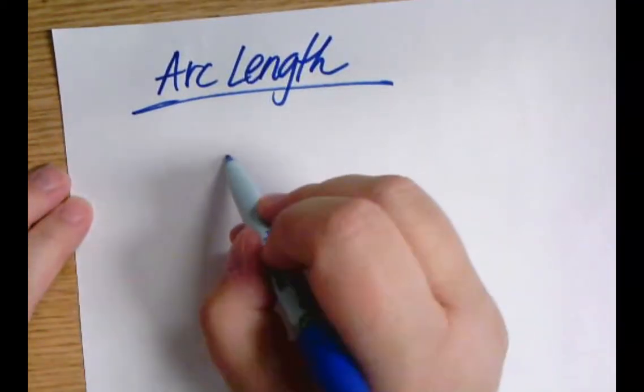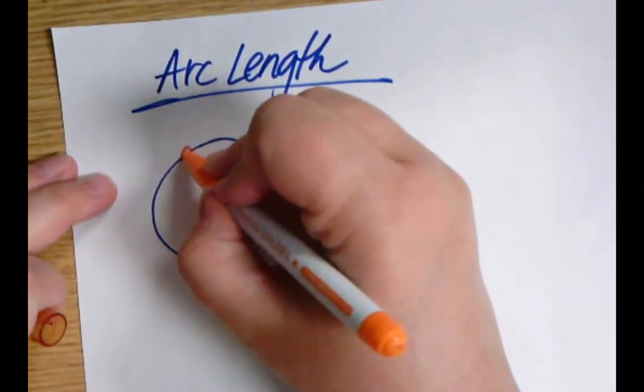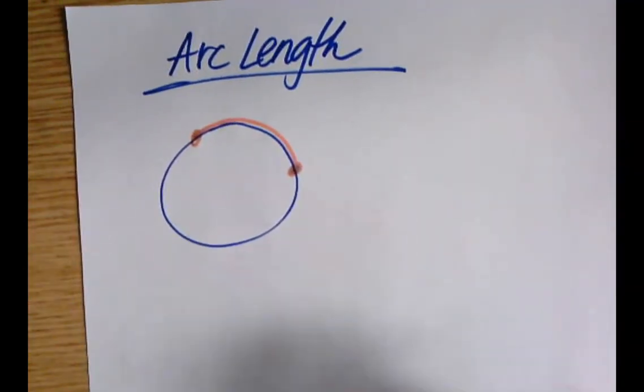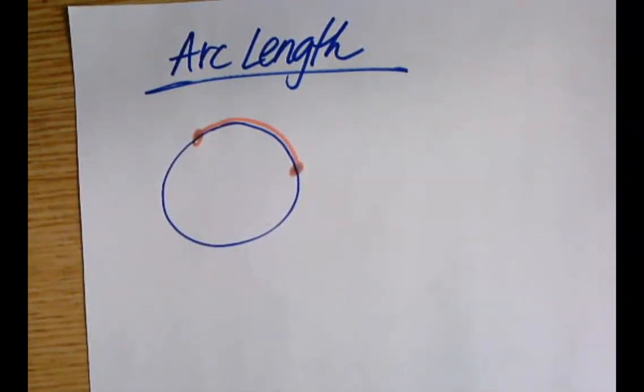So, for instance, there's a circle and you're being asked, what is the length of this arc? Like, what is the distance an ant would walk if I put him on a track and made him walk that far? Arc measure is degrees. Arc length is like centimeters or inches or feet or whatever. It's a unit of length.